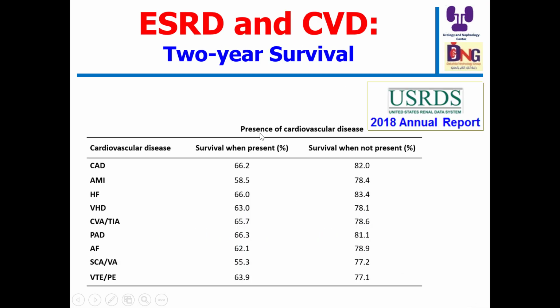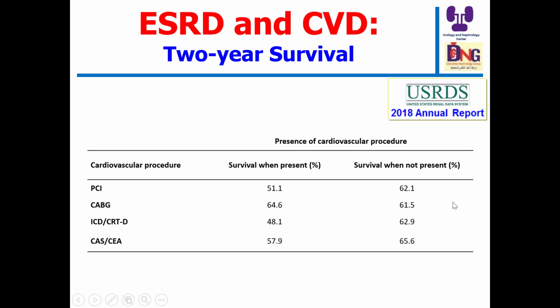Regarding the impact of the presence of cardiovascular disease on 2-year survival. Here, if cardiovascular disease is not present, this is the survival, and if it is present, survival is drastically reduced and mortality increases. So survival drops from 82 to 66 in the presence of coronary artery disease. And you can look at the different categories of cardiovascular disease and their impact on 2-year survival.